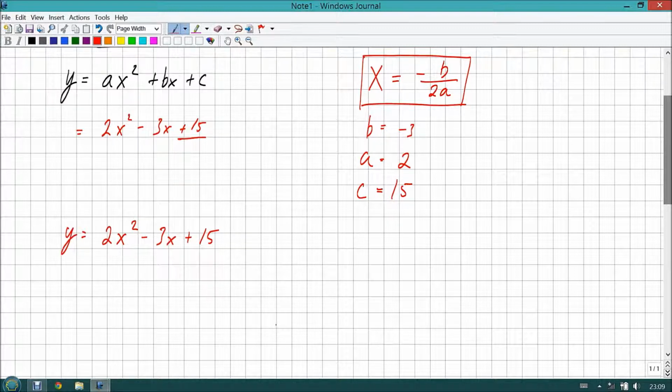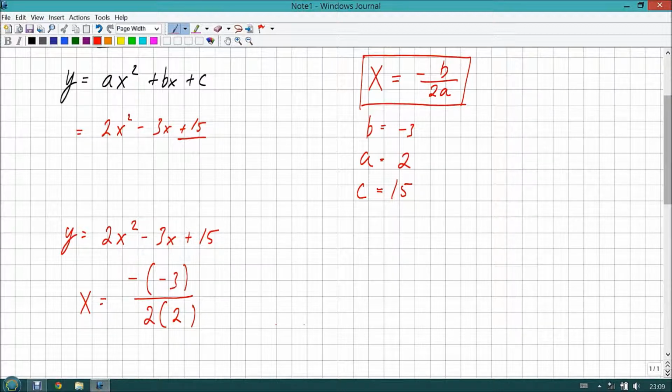So our b is going to be negative 3. And then over that we have 2 times a. Our a value is 2. So our x-coordinate would be at negative b over 2a.